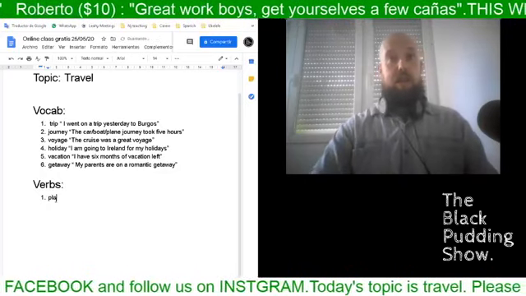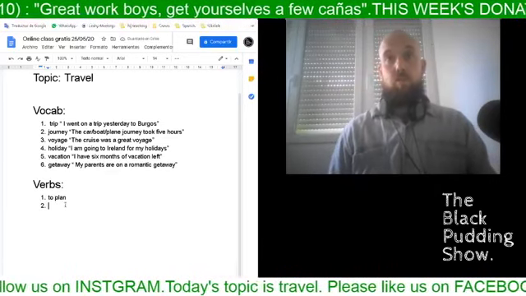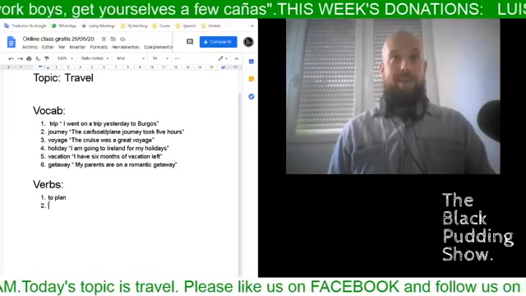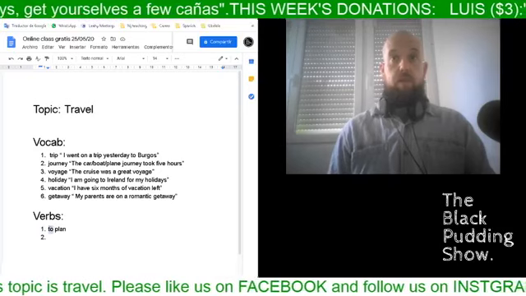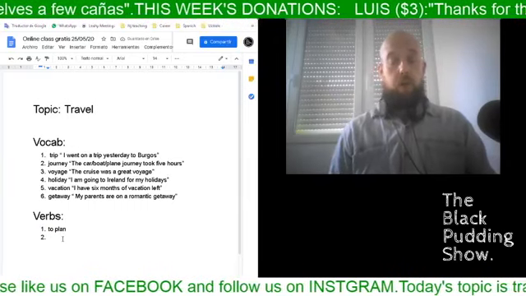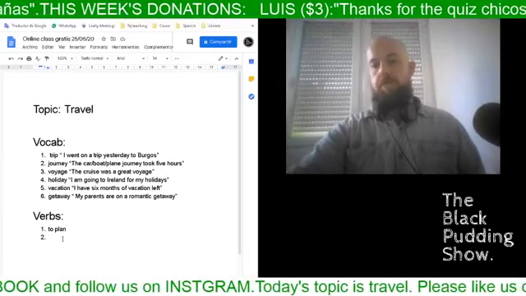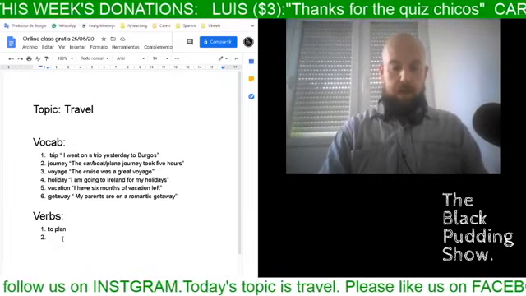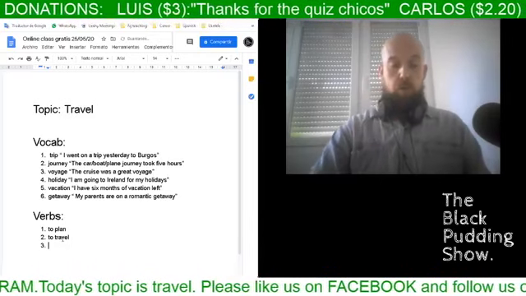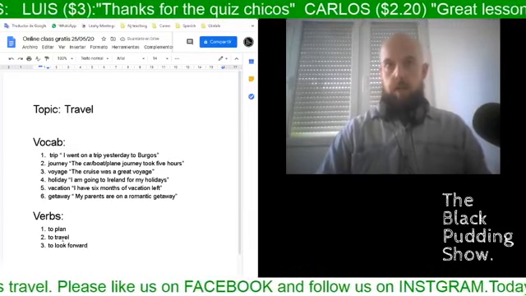So the first one would be plan, of course. To plan. So when you're writing verbs in English, you always put the to. This is the infinitive form in English for verbs. If you get rid of the to, it's what we call a bare infinitive. There's different ways to call it, but that's what I was taught. So to plan, to travel, to look forward. Okay, let's just start with those three.